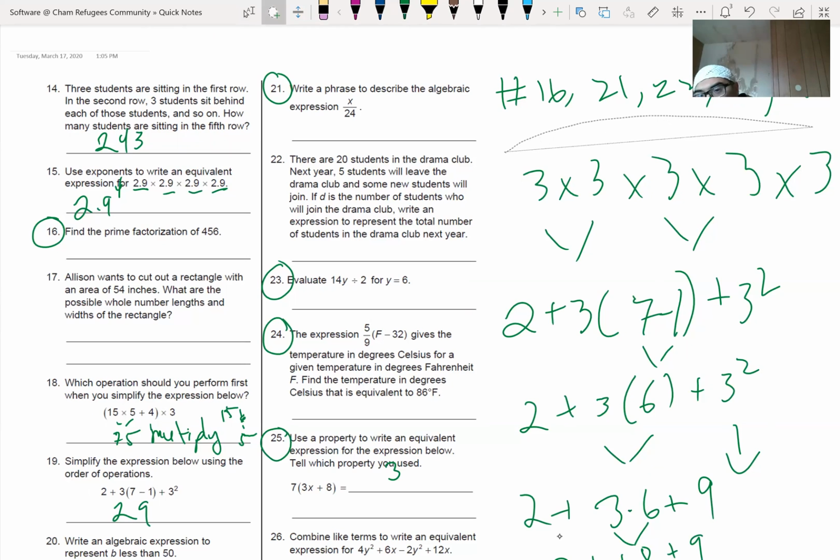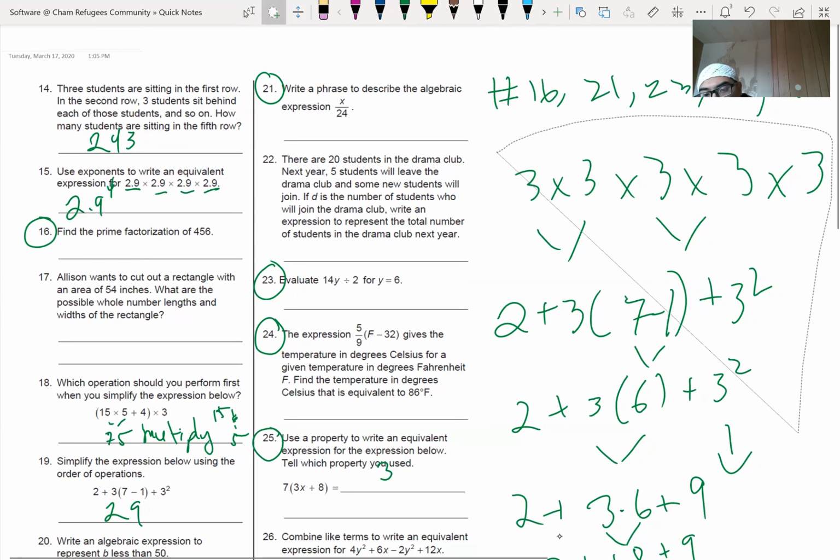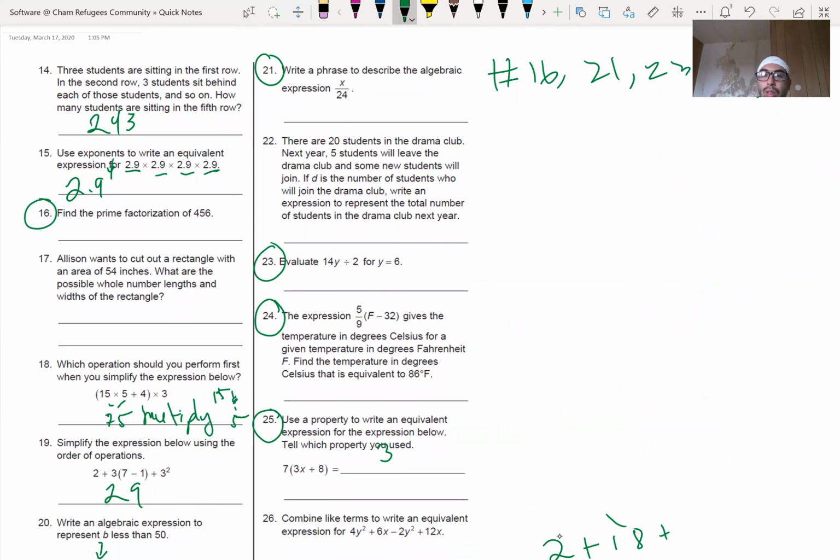So for number 22, okay, it says there are 20 students in the drama club. Next year, 5 students will leave the drama club. Some new students will join. If D is the number of students who will join the drama club, write an expression to represent the whole number of students in the drama club next year.